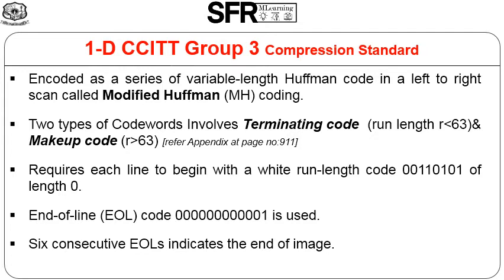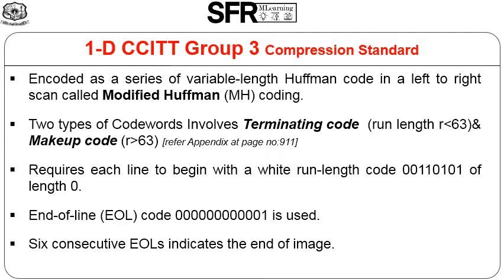Here it scans the data from the left side to the right side of the digital image. We use a coding method called the modified Huffman method, the MH method. It involves two different types of code words. One is called the terminating code, used if the run length is less than 63, and the other is called the makeup code, which is used whenever the run length becomes greater than 63.